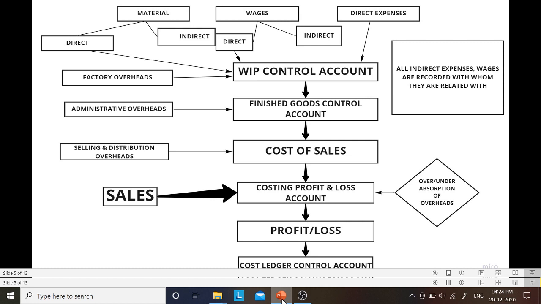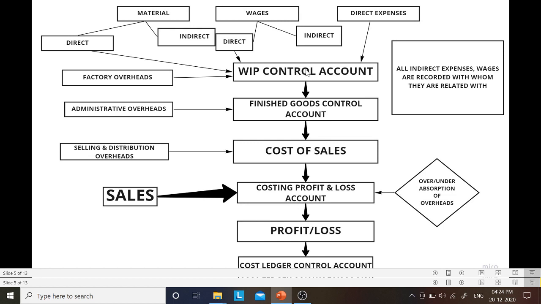Now along with that, if you can see on the left hand side, I am even adding factory overheads to WIP. So what are these overheads? Overheads meaning these are indirect expenses. Again, such expenses are useful and necessary in the factory, but not directly related to the production process. For example, factory rent. This is one example of factory overheads. That is also used for the production process itself, but not directly, and it will be added along with the WIP control account.